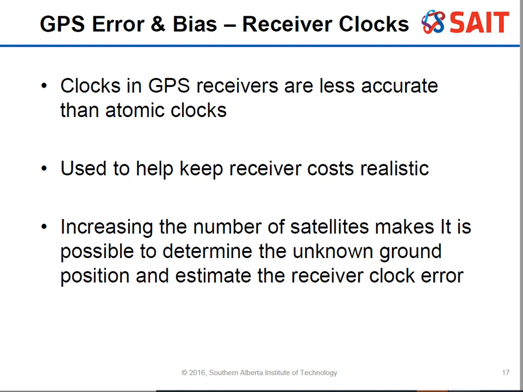So the receiver clocks themselves are also a cause of error. They're definitely less accurate than the atomic clocks, which makes it more cost effective for us. But it causes errors because it's really hard to time them when you have a less accurate clock versus a very highly accurate clock. And if we increase the number of satellites, we can estimate the error in the receiver clock, and that makes it a little bit easier to adjust for that error.